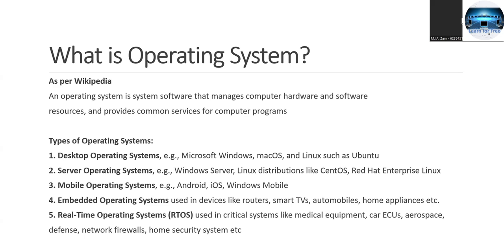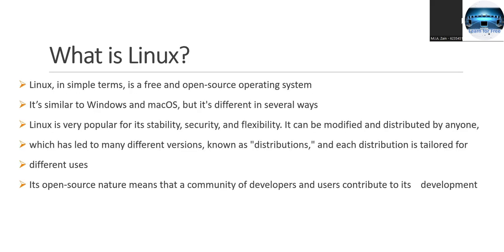If you see the types of operating system, you can see the desktop operating system, for example, Microsoft Windows, Mac OS, and Linux, such as Ubuntu. If you see server operating system, Windows Server, Linux distributions like CentOS and Red Hat. Red Hat is almost similar to CentOS because Red Hat is a clone of CentOS. The mobile operating system you can see here, and the embedded operating system you can see in routers and small devices like smart TVs and automobiles. A real-time operating system you can see in critical systems like medical equipment, defense, aerospace, and all.